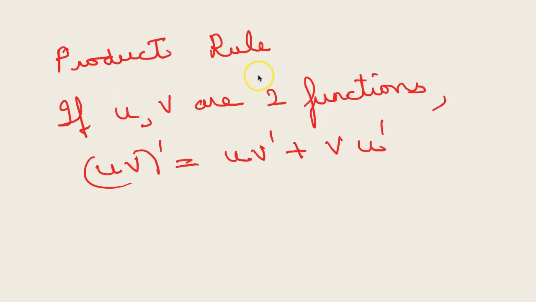Next we come to the product rule. If u and v are two functions, derivative of uv will be uv dash plus vu dash.